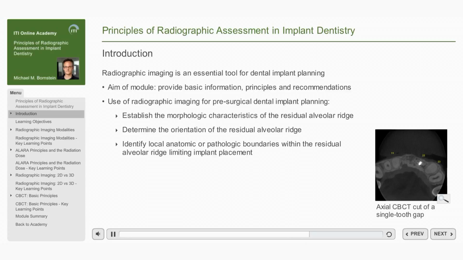This includes anatomical regions such as the nasopalatine fossa and canal, nasal fossa, mental foramen, submandibular gland fossa, mandibular canal, and local pathologies such as retained root tips, sinus disease, or adjacent inflammatory processes that compromise and limit implant fixture placement.